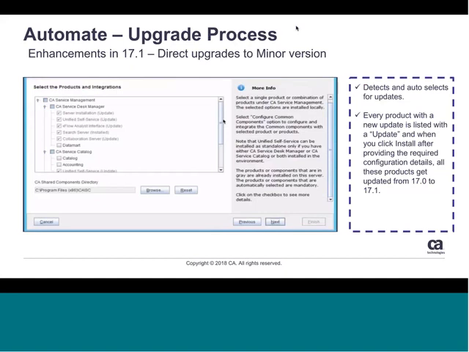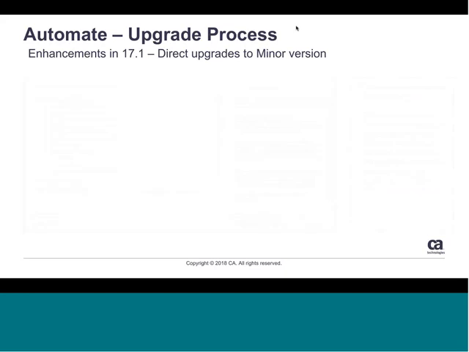So you no longer have to go to a product release page and download the major version, go to a patches page, download the latest minor version, and then do the multiple step upgrades. You just have to download the 17.1 and it will upgrade you to 17.0 and also apply the minor version of 17.1.